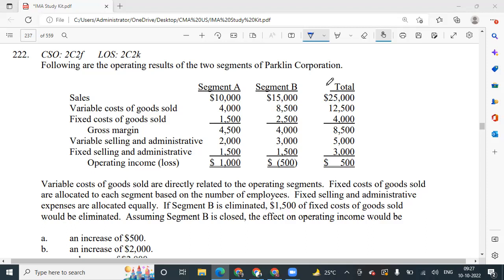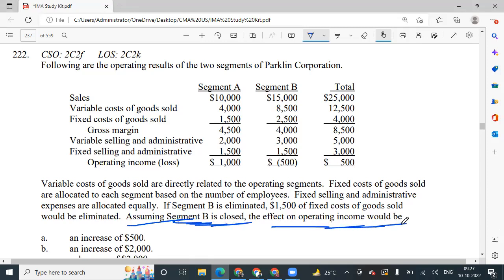So we have a question in front of us. Whenever we have a question in front of us, we need to read the requirement first. The requirement here is: assuming segment B is closed, the effect on operating income would be. Okay, fine. So let's get started with the question.